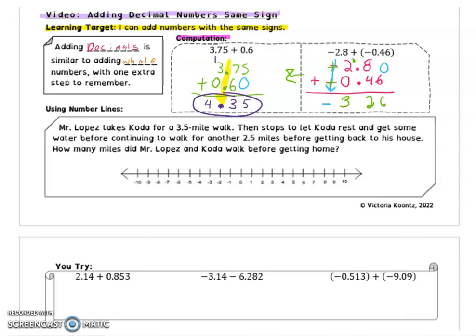2. Carry our 1. 1 plus 2 is 3. And again, our decimal is going to just follow that same exact space straight down. So our decimal is going to go in that same exact spot. And then our negative, our answer is still that negative. So our answer is negative 3.26. All right.